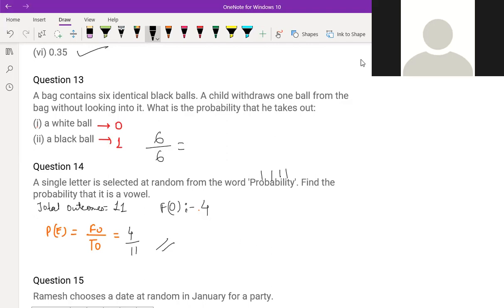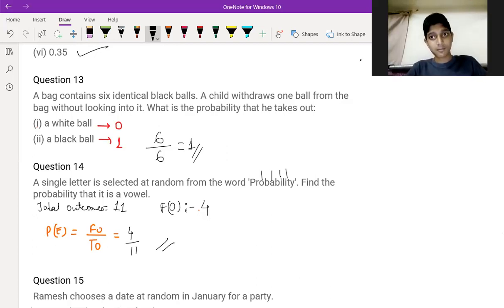Probability formula, you go to the formula. Favorable outcome is the number of black balls, that is 6, divided by total balls, 6. 6 by 6 is 1. Okay. Now you'll enjoy, children. Probability concept, if you understood.